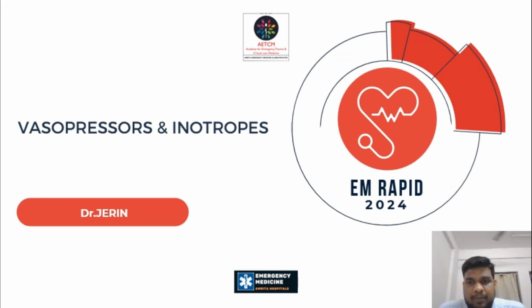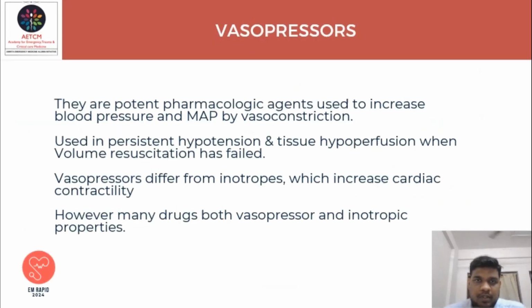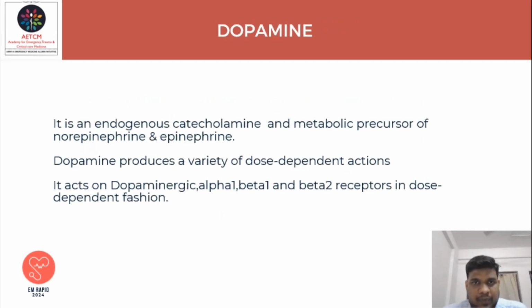As a part of EM Rapid 2024, today the topic is Vasopressors and Inotropes. Coming to vasopressors, they are potent pharmacological agents used to increase the blood pressure and MAP by vasoconstriction, used in persistent hypotension and tissue hypoperfusion when volume resuscitation has failed. Vasopressors differ from inotropes, which increase cardiac contractility. However, many drugs have both vasopressor and inotrope properties.